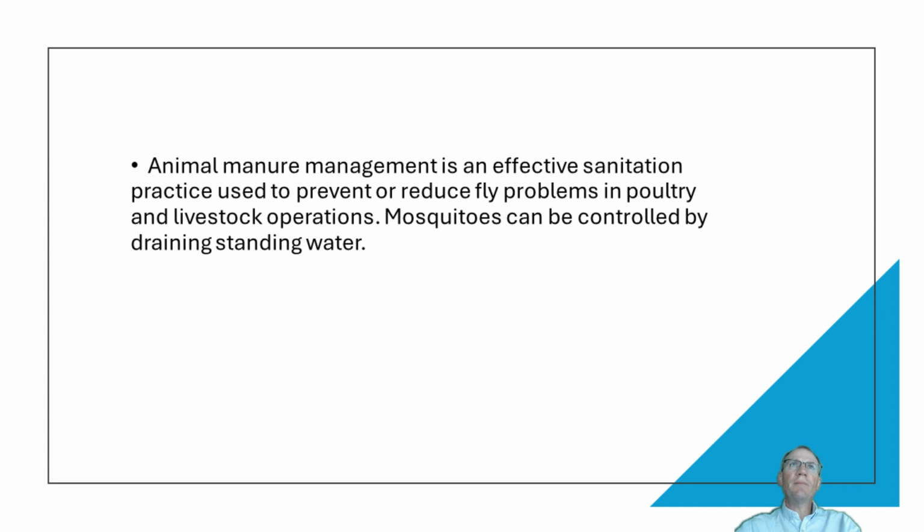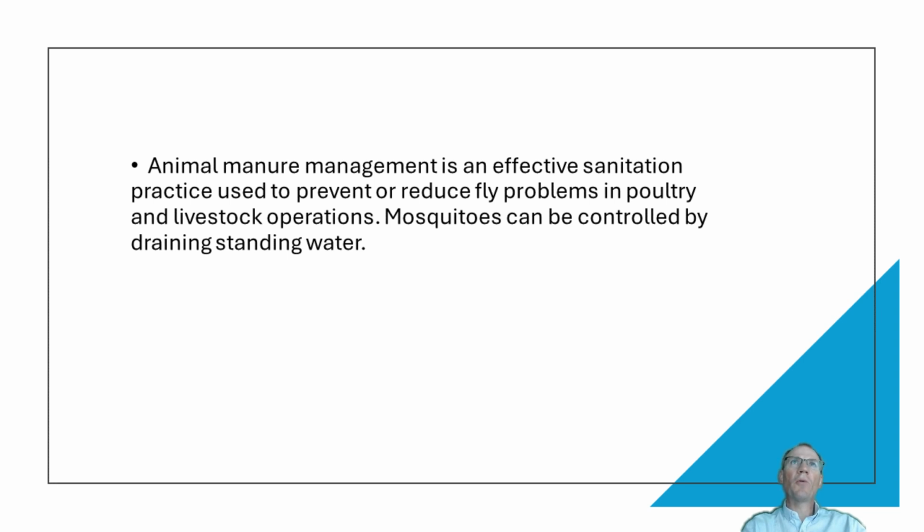When we deal with something like animal manure, management is an effective sanitation practice used to prevent or reduce fly problems in poultry and livestock operations. Mosquitoes can be controlled by draining standing water. It doesn't necessarily take a rocket scientist to figure out what we're talking about here. But just think about it.